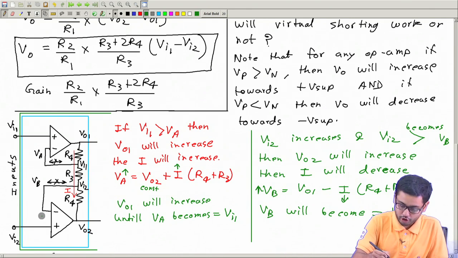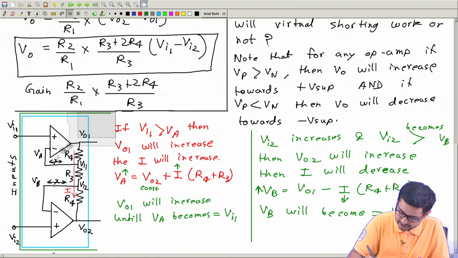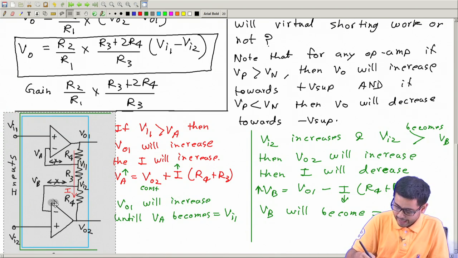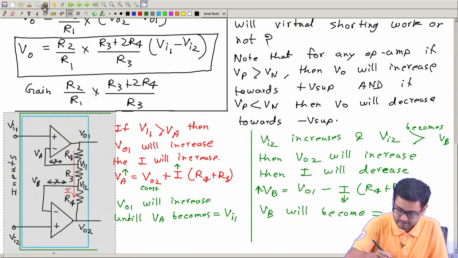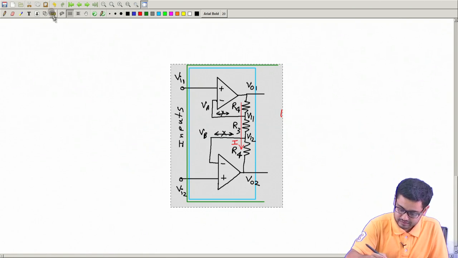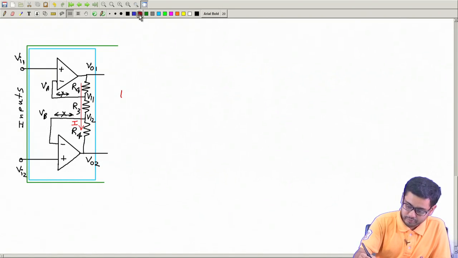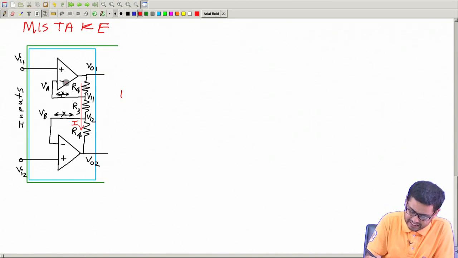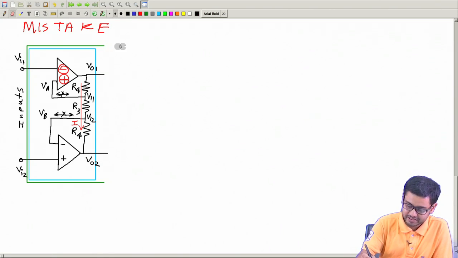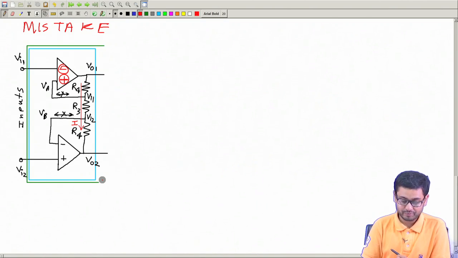But now, a note of caution: if you by chance, by mistake, swap these plus and minus symbols, if you make this minus and make that plus, then let us see what happens. Virtual shorting will not work anymore.